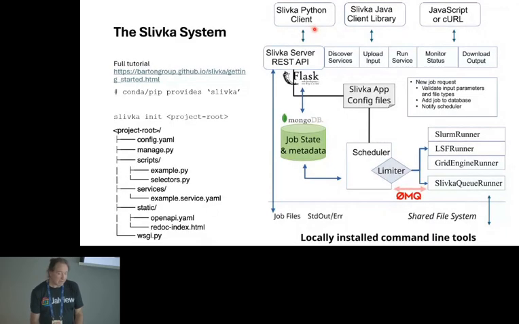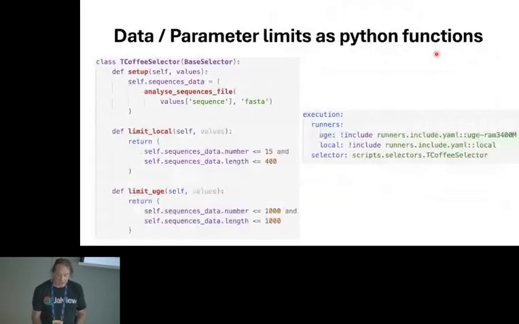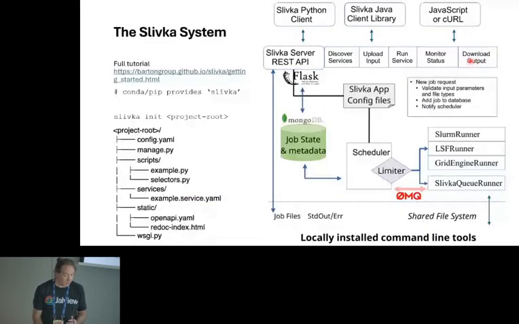And essentially, at the moment we have Python clients, Java clients, or just JavaScript or curl. And the basic cadence is you can discover services, upload your input, run a service, monitor the status, and eventually download the output.